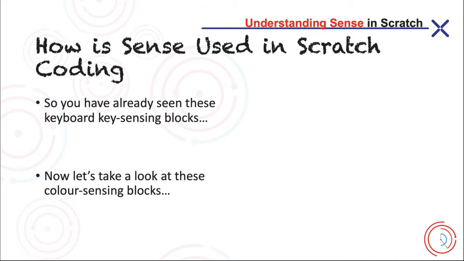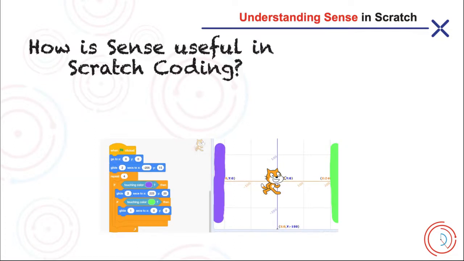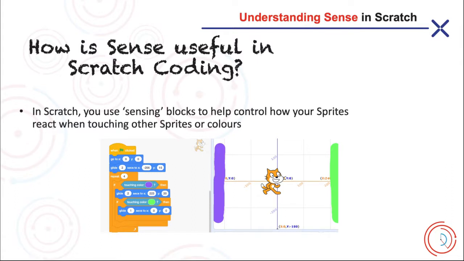Now let's take a look at these color sensing blocks. If you touch this color, you're going to glide to this location. If you touch this color, you're going to glide to this location, and that's part of touching color. How is sense useful in Scratch coding? Well, in Scratch coding, you use sensing blocks to help control how your sprites react when touching other sprites or colors. So in this exercise, we're going to touch one color, then touch the other color, then move back to this point. So let's take a look.